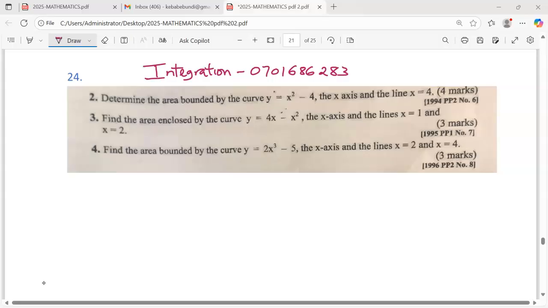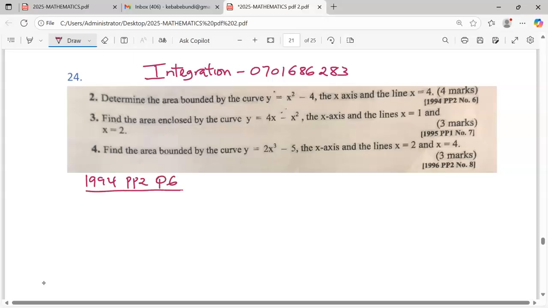We are looking at integration, Form 4 mathematics. We are going to look at a question that was done in KCSE 1994, 1995 and 1996. We are first going to begin with a question that was done in KCSE 1994, paper 2, question number 6.